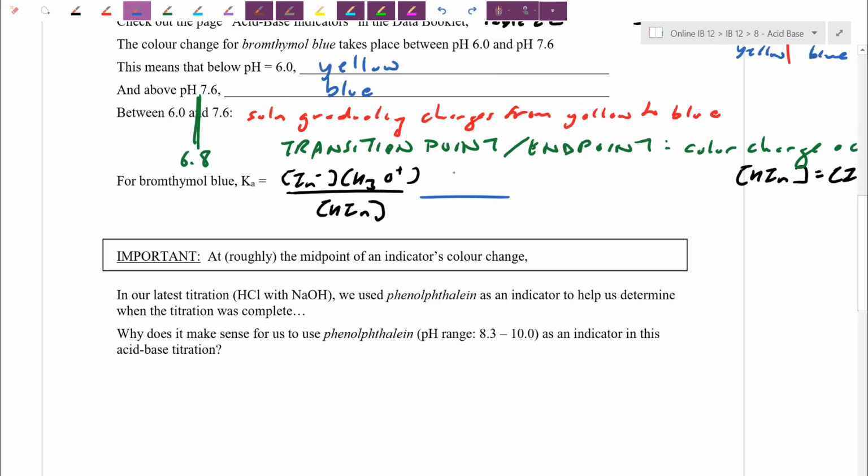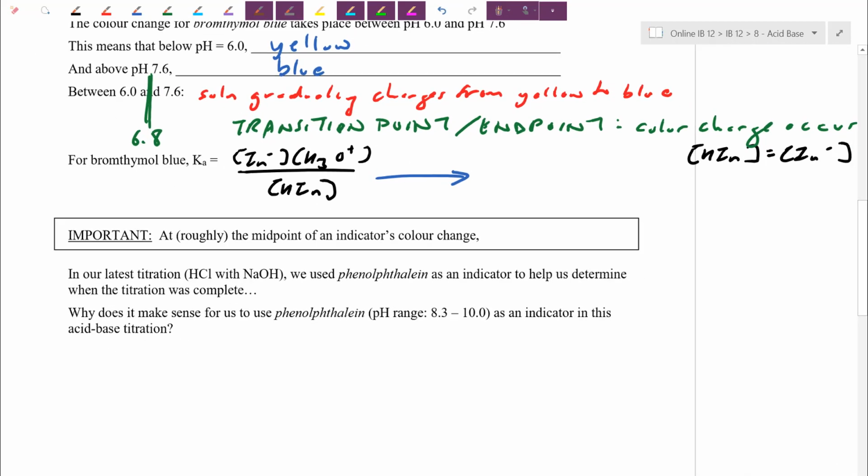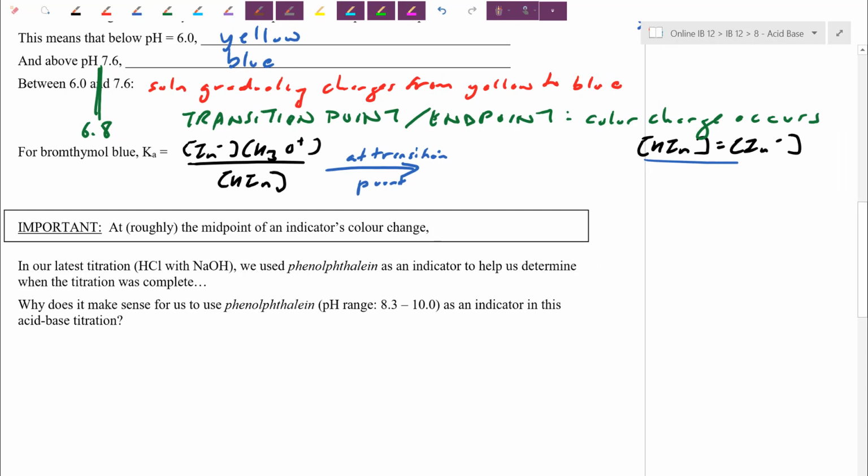At the transition point, if I'm at this special pH where the color changes, these two relative amounts are actually equal to each other. Careful, this time I'm not saying at the equivalence point. This has nothing to do with the equivalence point. But at the transition point, these two amounts are equal. It's now showing a sort of mixture of colors here.